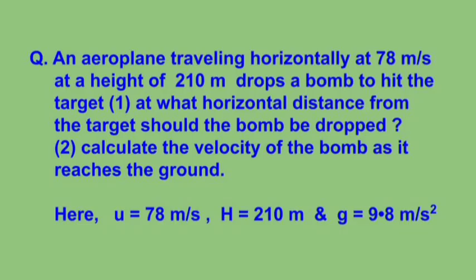Question number 4. An aeroplane traveling horizontally at 78 meter per second at a height of 210 meter drops a bomb to hit the target. At what horizontal distance from the target should the bomb be dropped? Calculate the velocity of the bomb as it reaches the ground. Here u = 78 meter per second, h = 210 meter and g = 9.8 meter per second square.